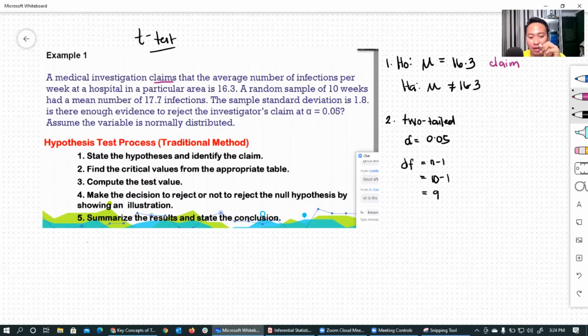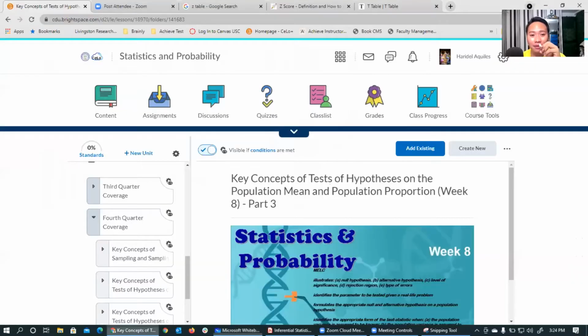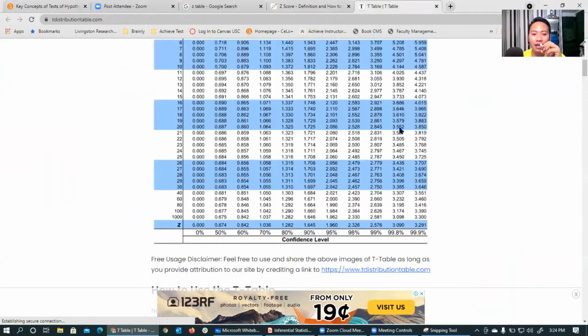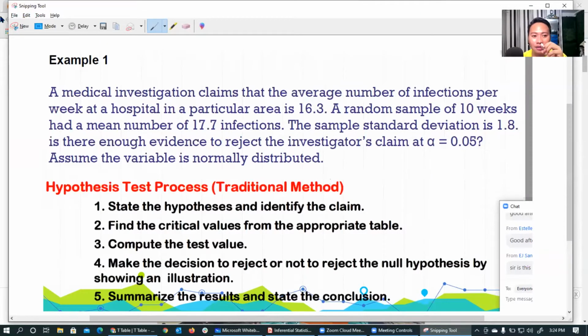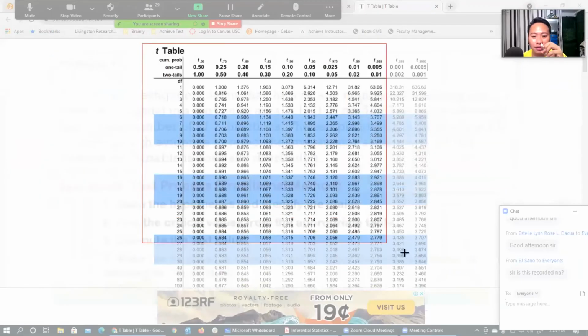So let's open up our t-table here. Look at the t-table that we have, guys. Let me just take a screenshot of this so I can annotate and write on it.